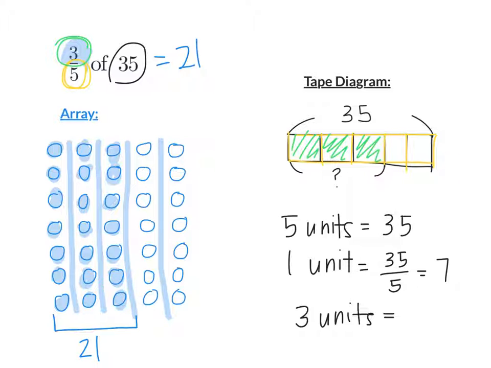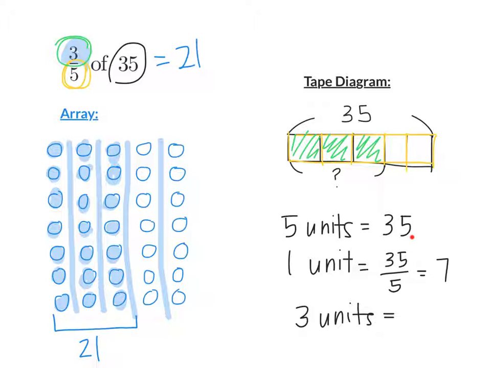Now, raise your right hand and repeat after me. I will always write out my calculations with the number of units in the way that it says on the board. This is what I'm looking for. I want you to show that 5 units, you have 1, 2, 3, 4, 5 units altogether, is equal to 35. Go ahead and write 5 units equals 35 underneath your tape diagram.